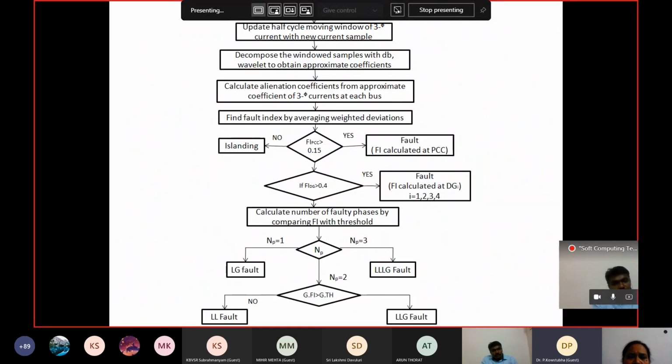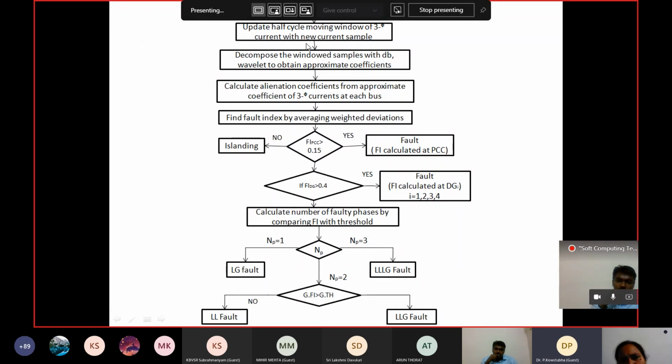Then coming to the fault, this is the flow chart of the fault condition. Detect the fault condition: update the half cycle moving window of the 3-phase current with the new current sample. First of all, we have to take the current signal. From that, we get the decomposed windowed samples by applying the approximation. In order to get the approximation, we have to decompose these current signals into many subdivisions.